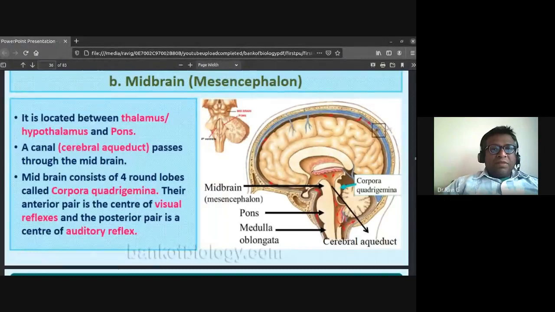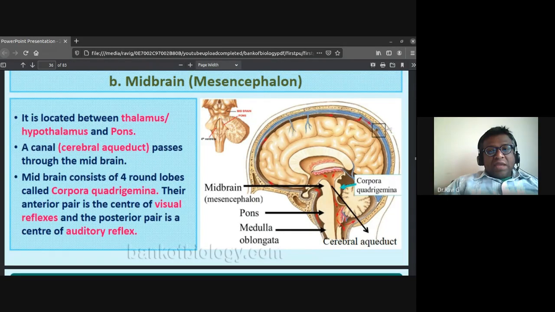Okay. So in the previous class, we discussed the forebrain or prosencephalon, and also the midbrain or mesencephalon. The midbrain or mesencephalon is located between the thalamus or hypothalamus and the pons. So this region in between the thalamus or hypothalamus and pons, we call the midbrain or mesencephalon.